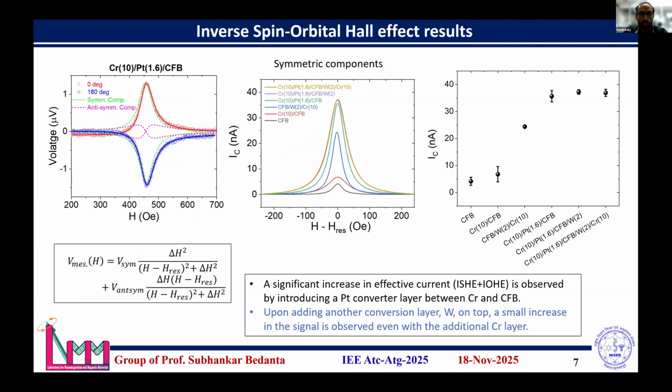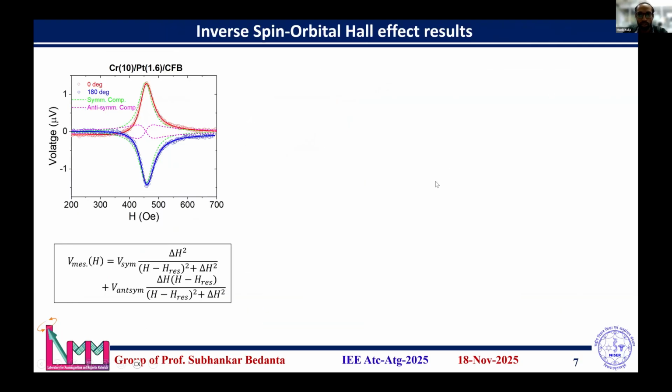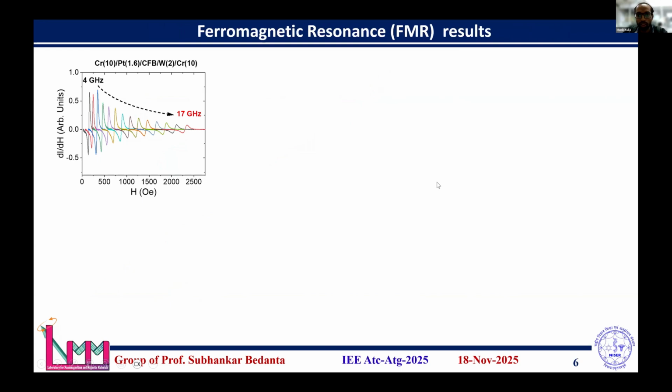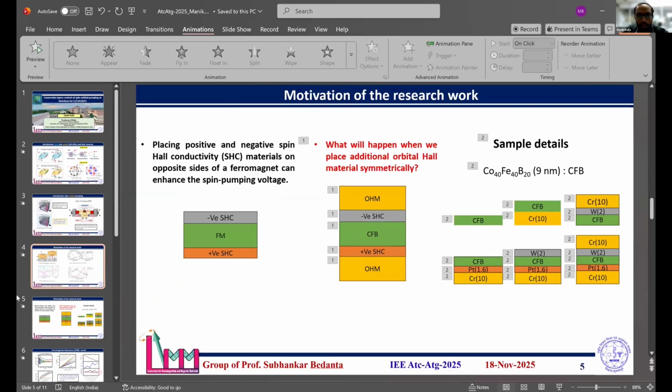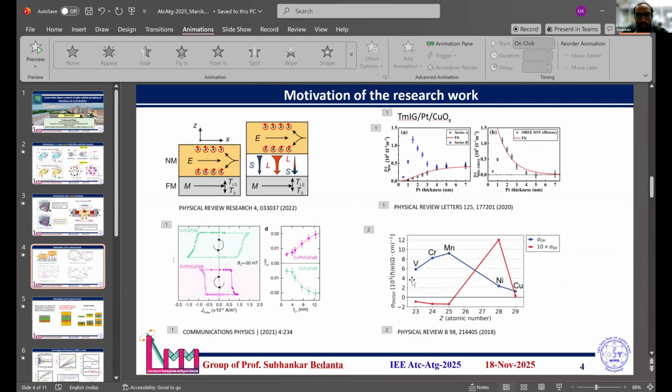Okay. Because typically people could use titanium as a structure. Titanium can also be an orbital Hall material, but I have already shown in my motivation slide. I can directly go there. So the reason behind choosing chromium over titanium is that its orbital Hall conductivity is very high, and titanium's is not that high, but it can also be used.